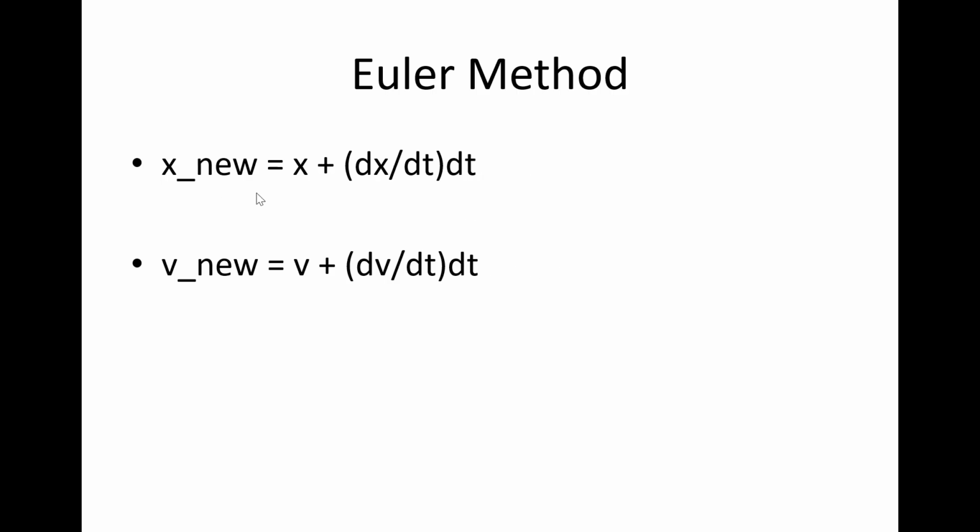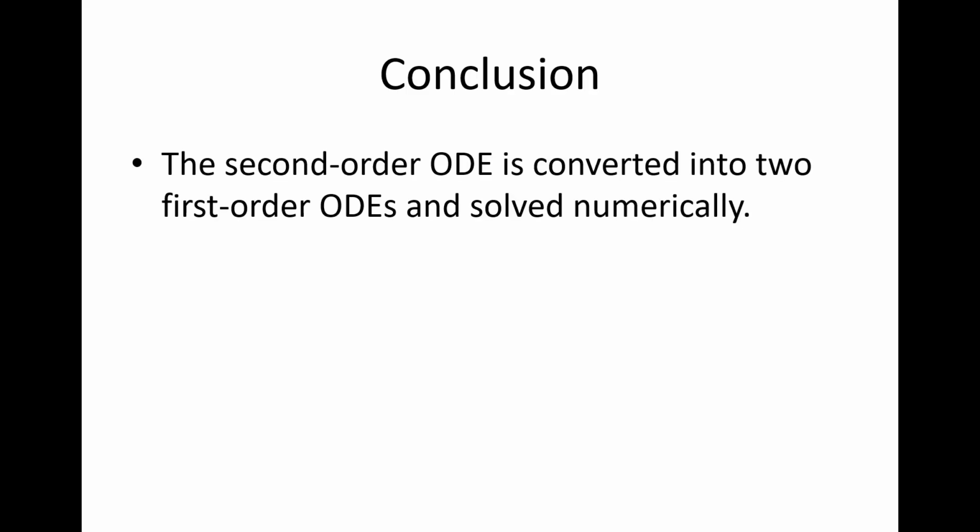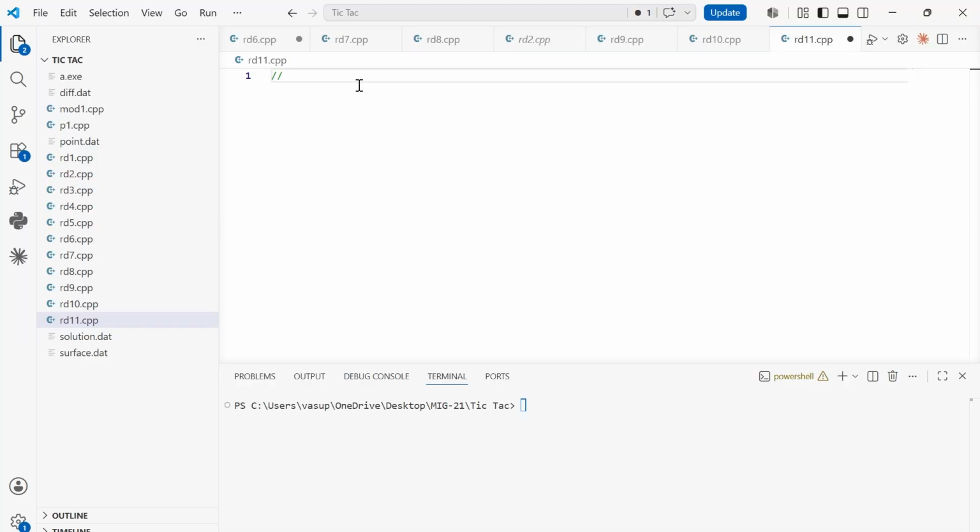One, this x new and the v new. So that is basically the conclusion we can make, that the second order differential equation is being converted to first order, and now we will be solving it numerically in the C++ code. Second order equation solved, and how we can plot it in our CPP, as we have already discussed in our PPT.